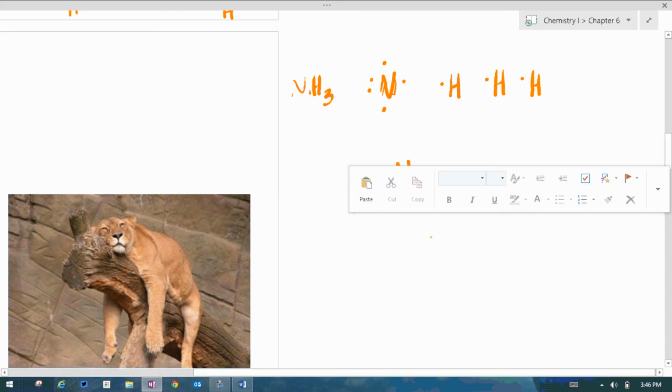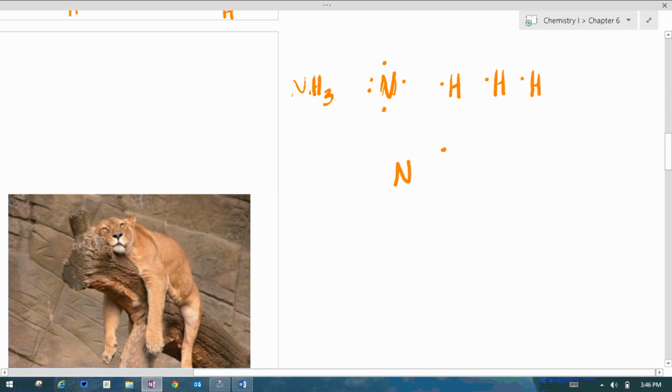So I'm going to redraw my nitrogen, and I'm going to put the 2 dots here. Sorry about this. So we've got our nitrogen with our 2 dots, and then our single dot on each of the other sides. And then I'm going to connect my hydrogen to those empty spaces on those 3 sides.